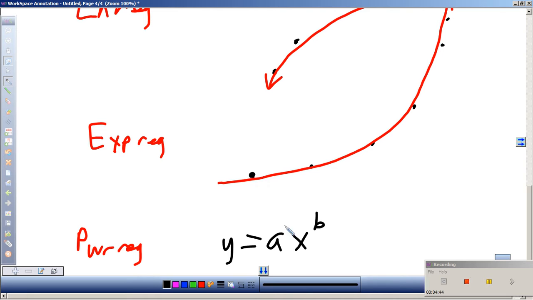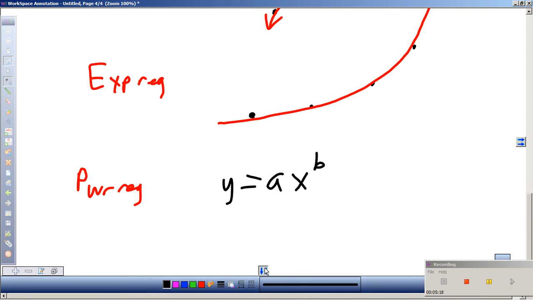But remember, what does x to the b do? If b is between 0 and 1, what shape can it be? You might get something like a square root graph, cube root, something like that. If b is greater than 1, you can get parabolas or different forms of something like that.